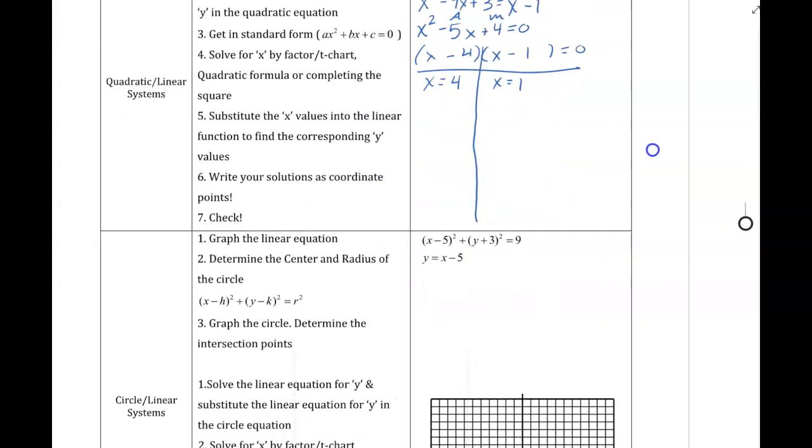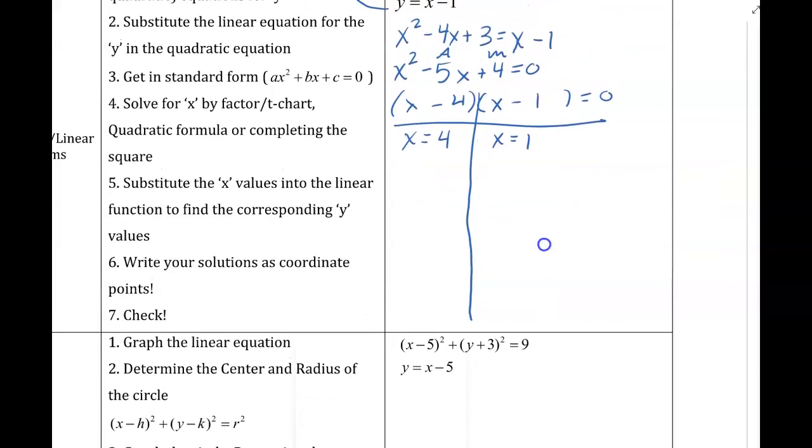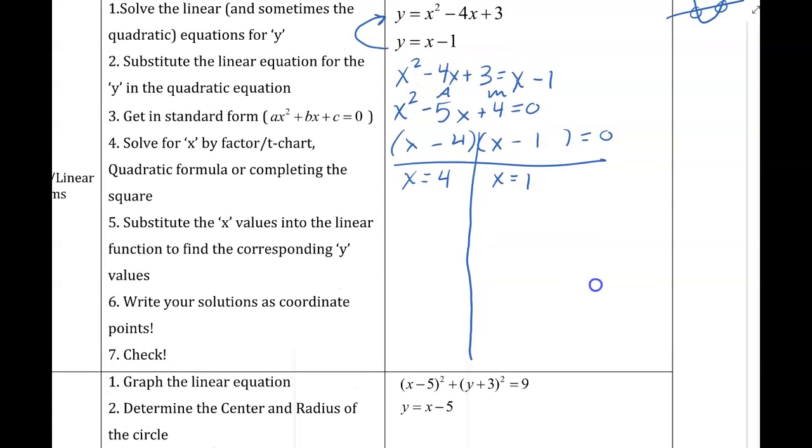Now I need to find those y values, and I can do that just by plugging into one of my original equations. I always plug into the linear equation, the one that has nothing squared. So I have y equals x minus 1, and then I'm just going to plug in y equals 4 minus 1, so my y coordinate is 3. If I write my answer out in coordinate form, I'd have an x value of 4, y value of 3, and then same thing on the other side.